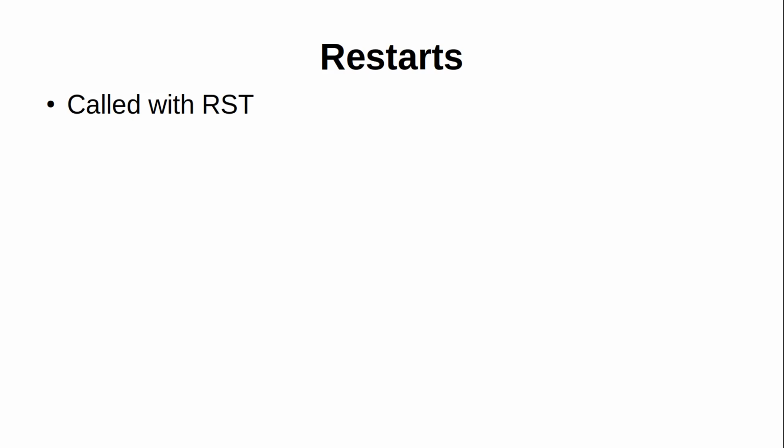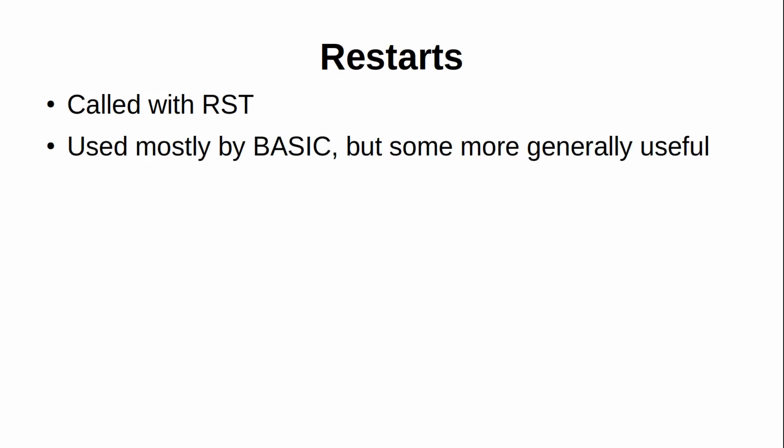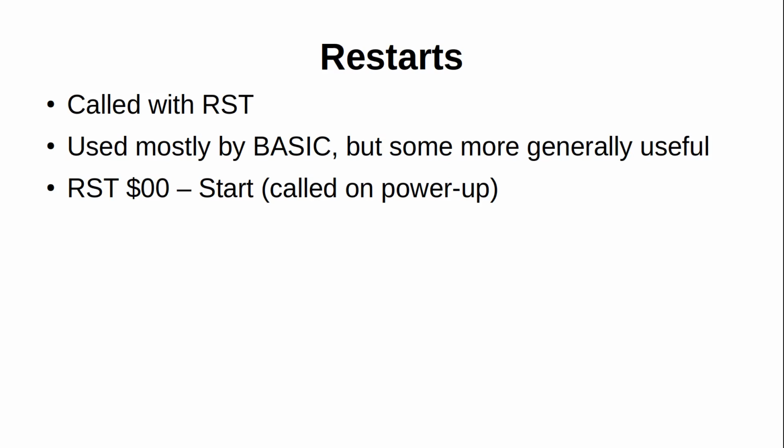For now, let's get back to those restarts. As we've seen before, restarts are special routines that can be called with the RST instruction, which can be used with one of 8 addresses that are supported by the Z80, and the Spectrum ROM has routines for each of them. Most of them are only really useful for the basic interpreter, but others can be of use to an assembly programmer. First up is Restart 0, which is what will be executed when the Spectrum is first powered up.